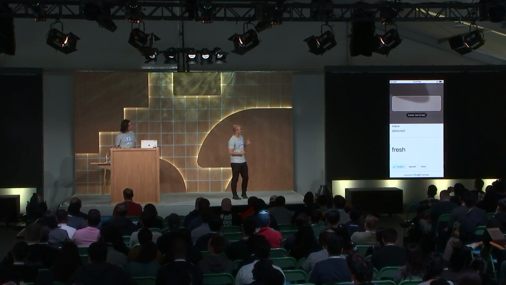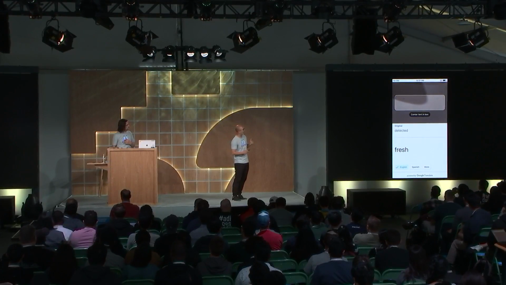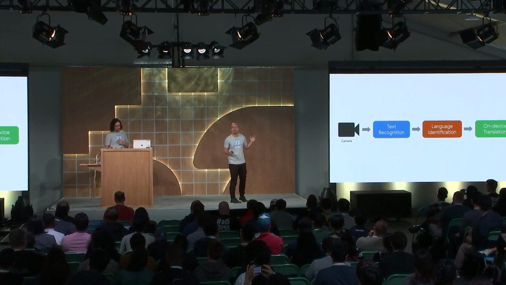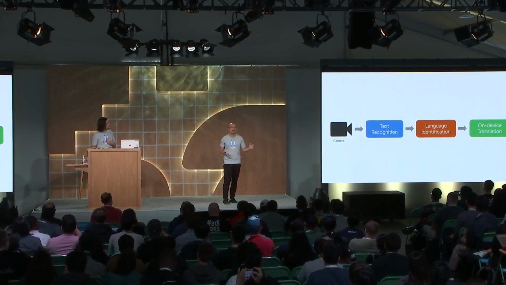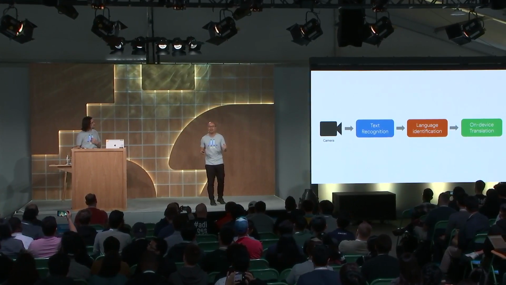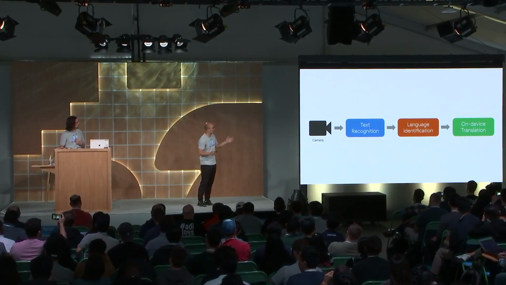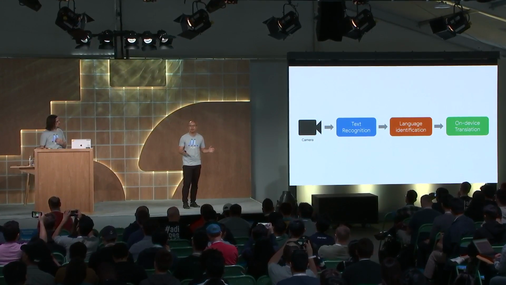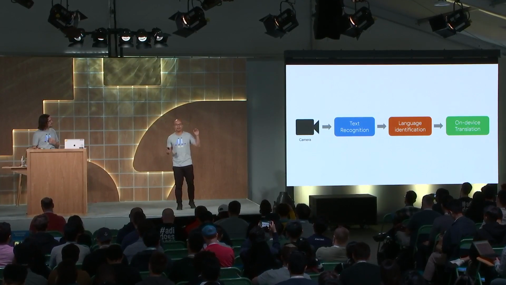Please come back to the slides first. It's using camera stream as inputs, and then we're using the text recognition to recognize the text in the images. And then we're using the language identification to identify which language it is. And then finally, we're using translate to translate that language into English. So let's switch back to the demo.